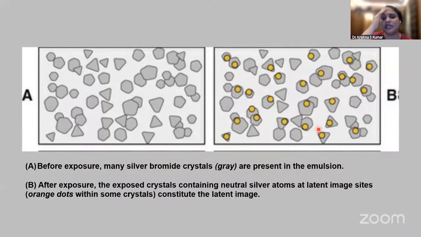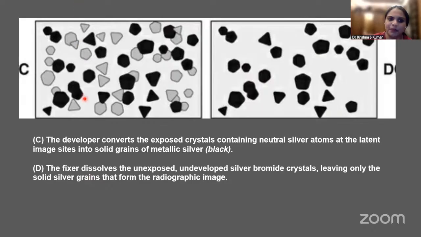So what happens when you develop? This is before immersion. There are many silver bromide crystals. After exposure, what happens? There are neutral silver atoms at the latent image site. This is the latent image. So multiple neutral silver atoms or multiple latent image sites are present. When you develop, what happens? These latent image sites are converted into solid grains of metallic silver. This happens during the developing stage.